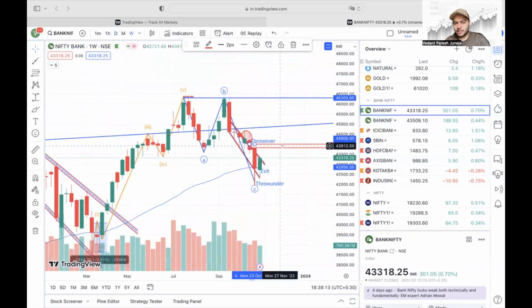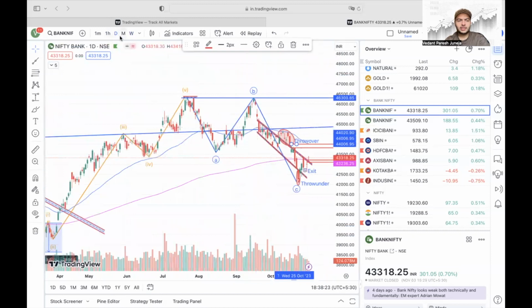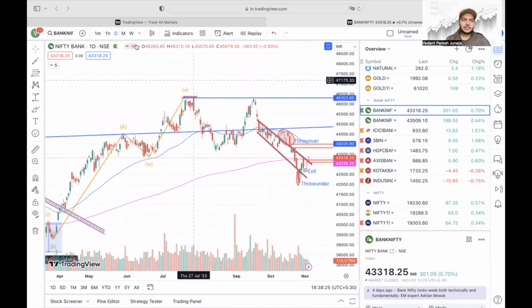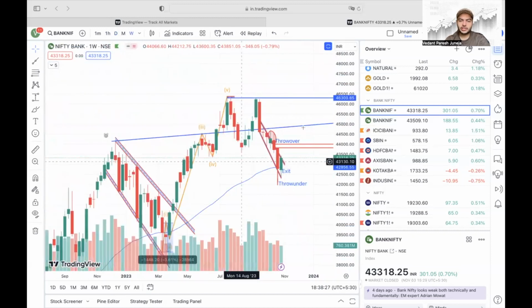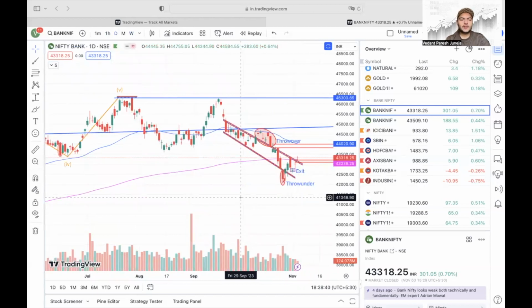So if we again break above 44,000, which is the 50-day moving average, I'll look for targets of 44,800 approx, this ascending trend line. I'll just clear my charts and show you the ascending trend line. So this is the ascending trend line I'm talking about, the blue line. So we might come till here if we break above this. So that's my view on the Indian markets.